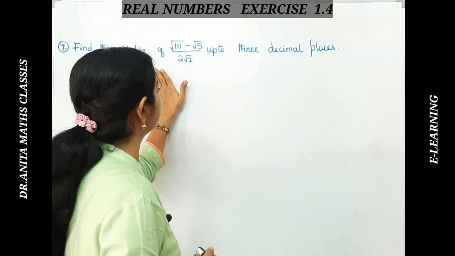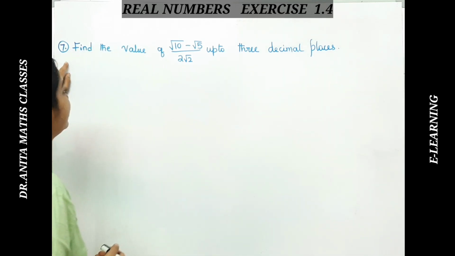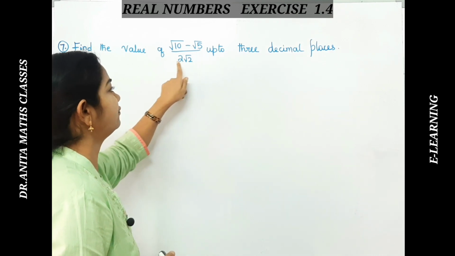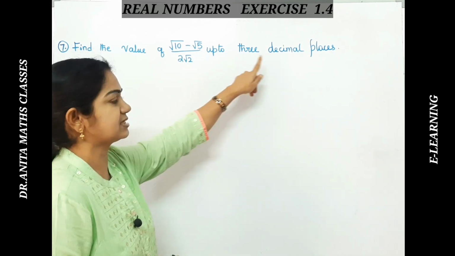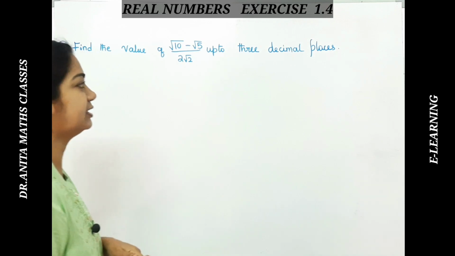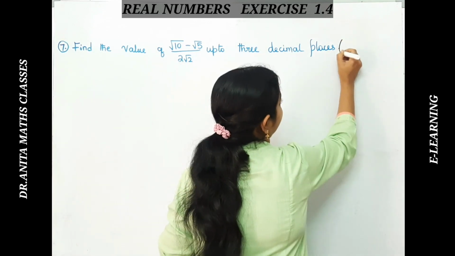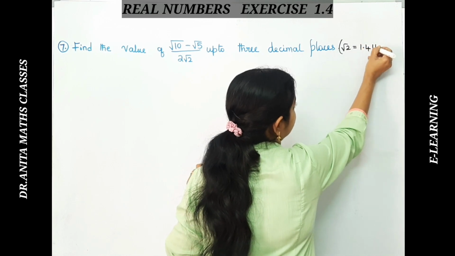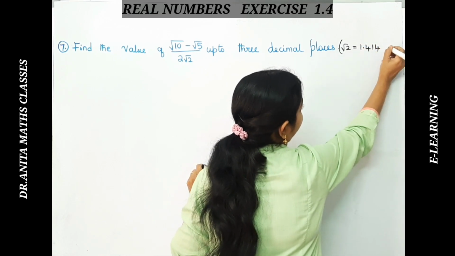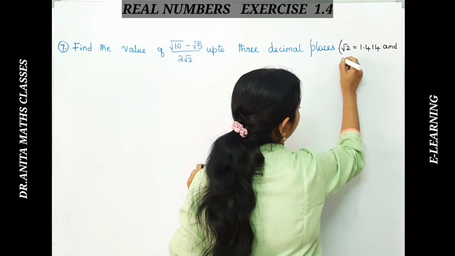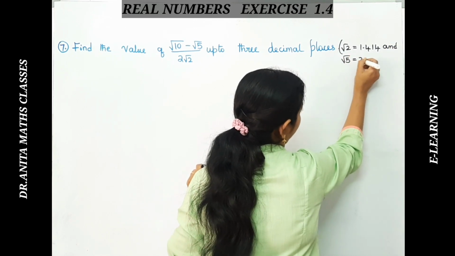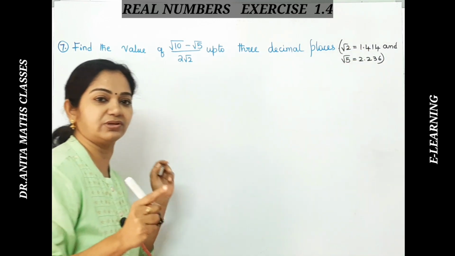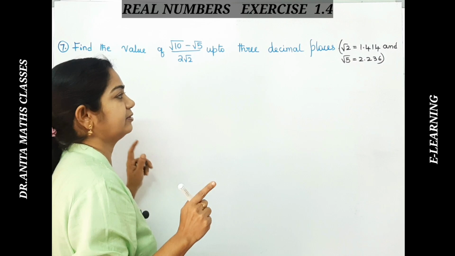Now in the 7th question I had noted down: find the value of (root 10 minus root 5) over 2 root 2 up to 3 decimal places. And they have also given us a hint: the root 2 value is 1.414, and the root 5 value is 2.236. Although we have to remember the standard values of root 2, root 3, root 5.